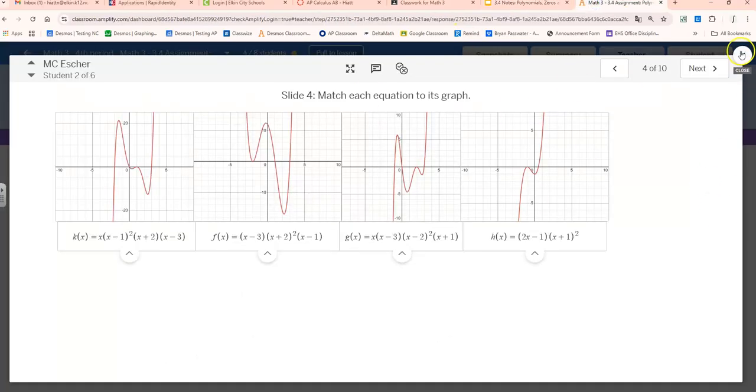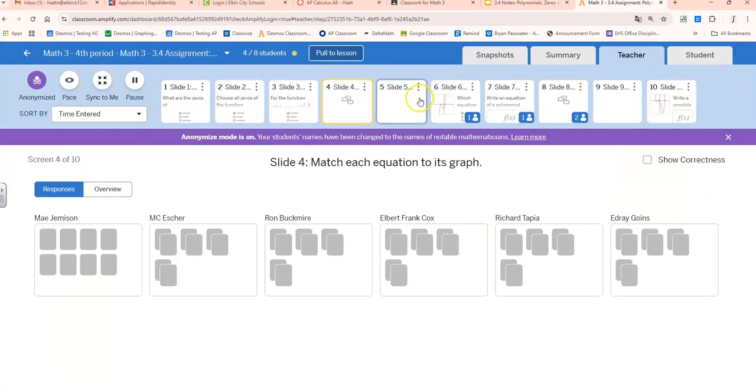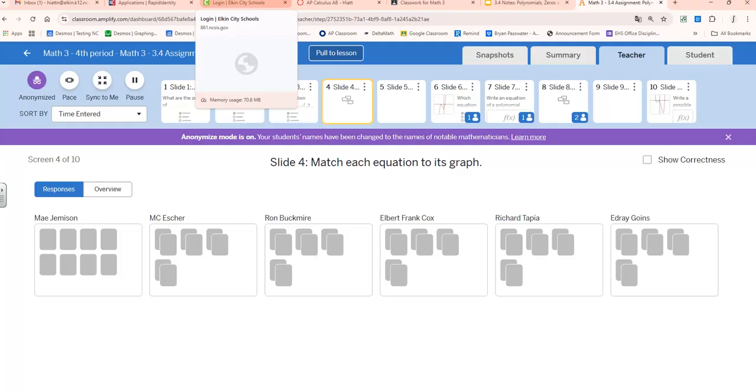So, finishing the Amplify assignment is all you have to do. You guys are already halfway done with that, so hopefully it won't take you much longer to get that done. There is also the practice quiz on there. Do we have to do the practice quiz? You do not have to do the practice quiz. It is extra credit. The Amplify assignment is required.